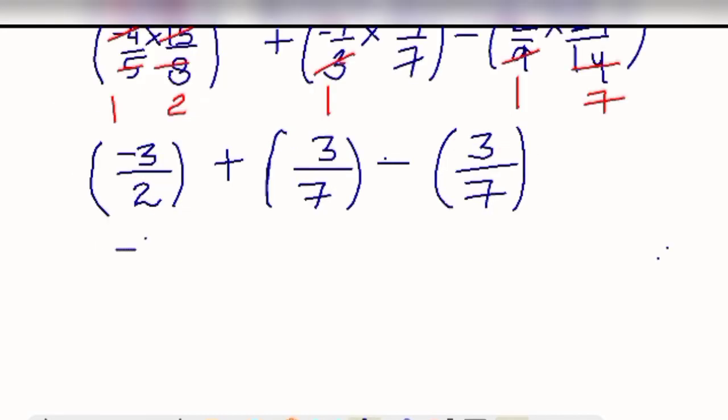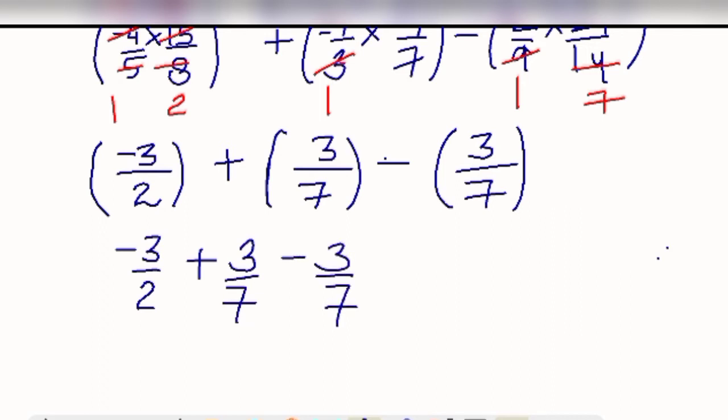Open the bracket first. Minus 3 upon 2 plus 3 upon 7 minus 3 upon 7. Students, firstly calculate those rational numbers which have same denominator. Okay, 3 upon 7 minus 3 upon 7 will be 0. Why? Because if we subtract same numbers we get 0. So what we have now? Minus 3 upon 2. This is your answer.